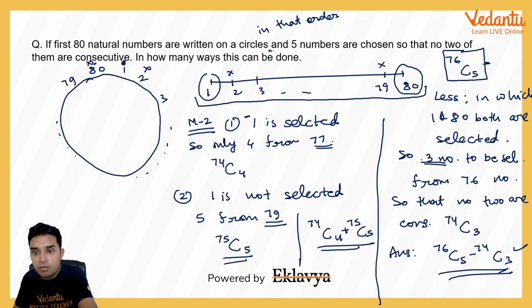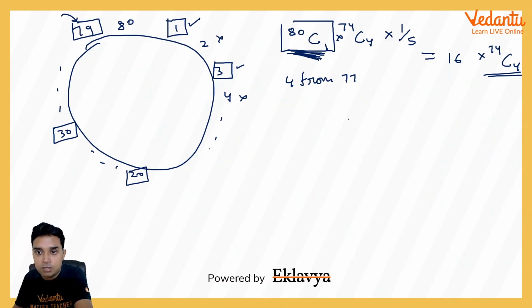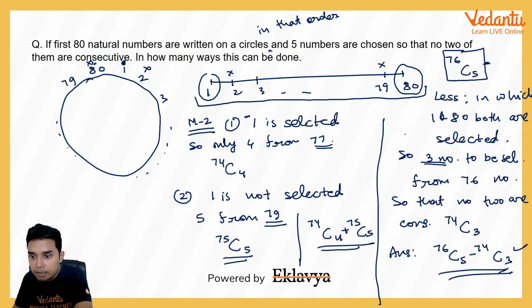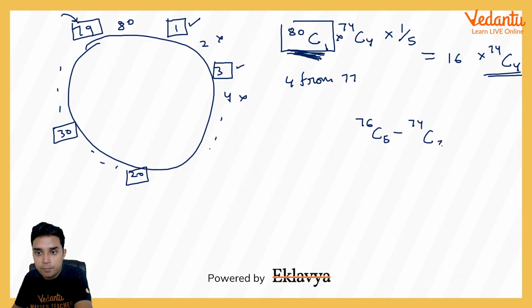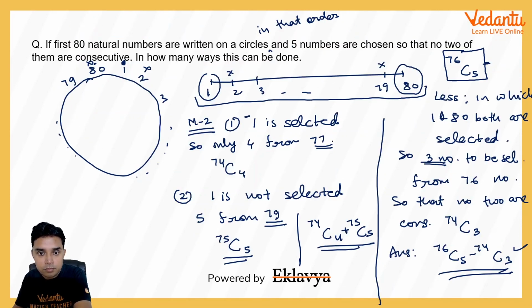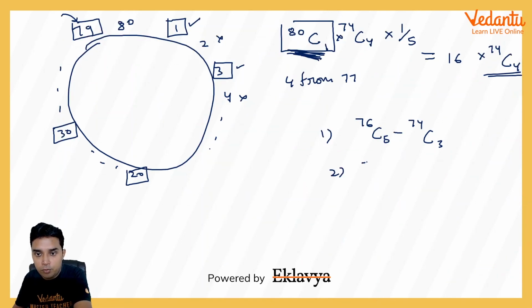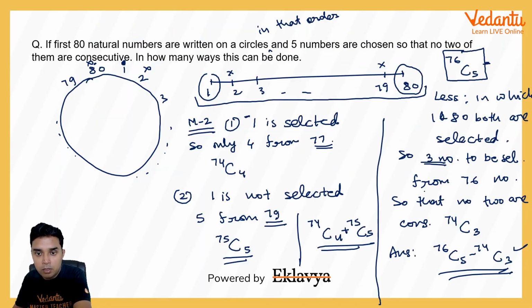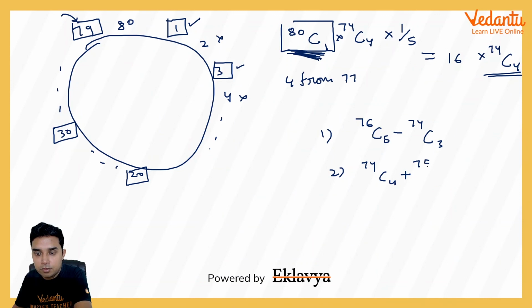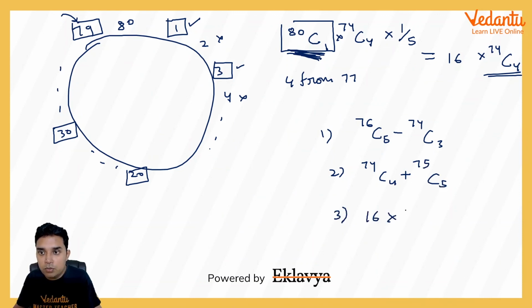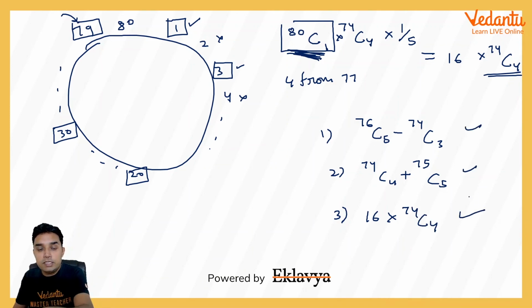So you can check, we are getting 3 different expressions. One was 76C5 minus 74C3. And the other one was 74C4 plus 75C5. And the third one is 16 into 74C4, and it can be checked. They all give you the same answer. Okay, so this is how this question can be solved.